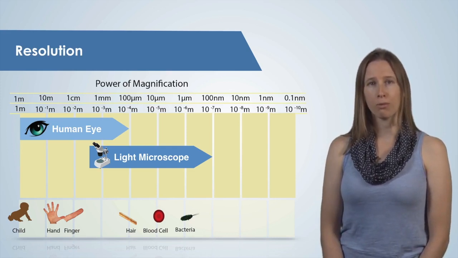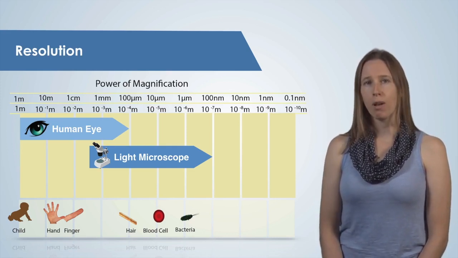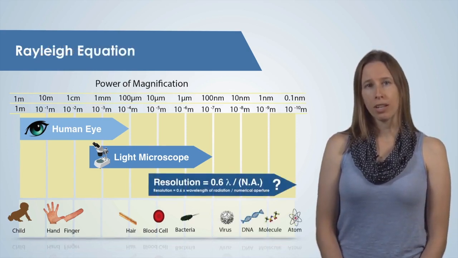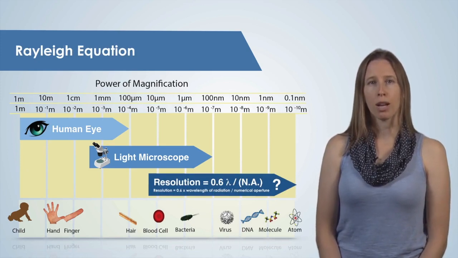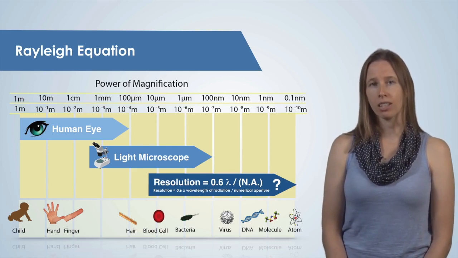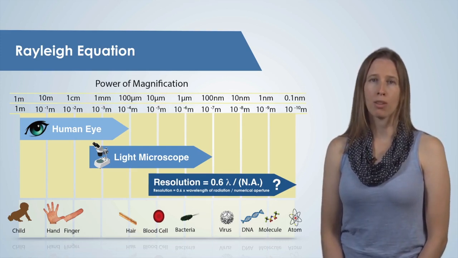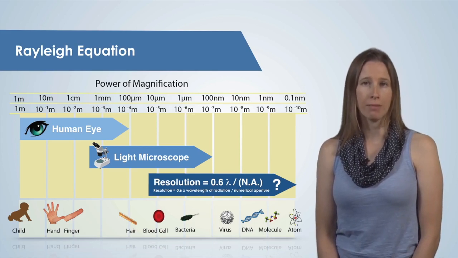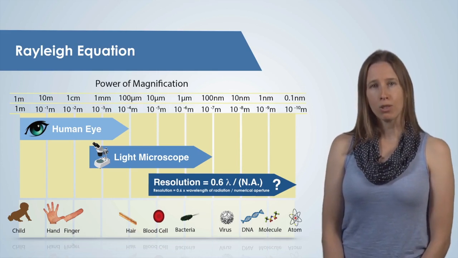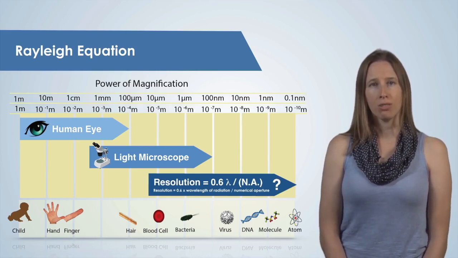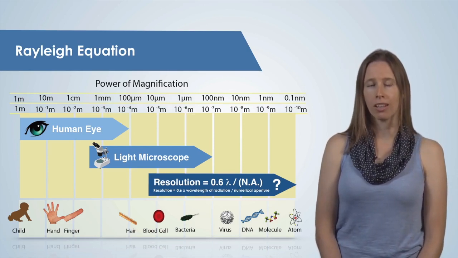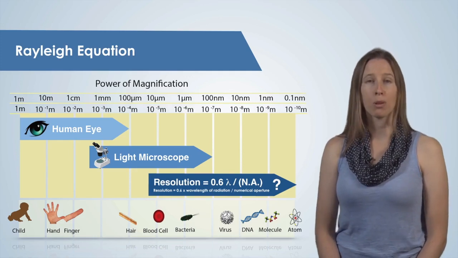Often, we will talk about the resolution of a microscope, which is the smallest feature that the microscope is able to image. There's a simple equation called the Rayleigh equation that describes the best resolution a microscope can achieve. It says that the resolution is equal to 0.6 times the wavelength of radiation, or lambda, divided by the numerical aperture of the microscope. The resolution is limited by the wavelength of light that is used. In theory, we could design a microscope with better resolution if we used radiation with a smaller wavelength.